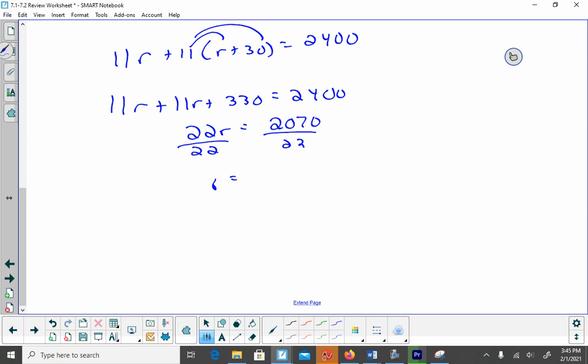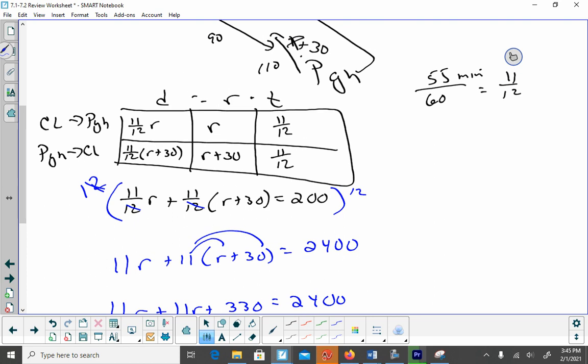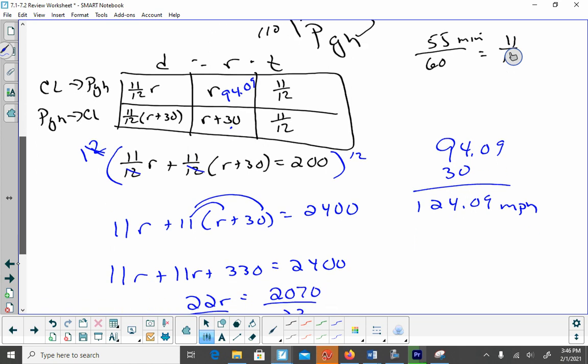And R is equal to 94.09 miles per hour. So one plane is going, and I solved for R, so this plane is going 94.09 miles per hour, which means this one's going 30 miles per hour faster. So 94.09 plus 30 is 124.09 miles per hour. So one plane is going 94.09 miles per hour. The other plane is going 124. And that's the review worksheet.